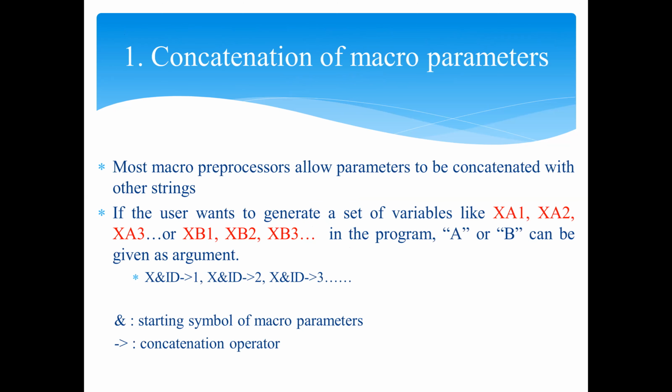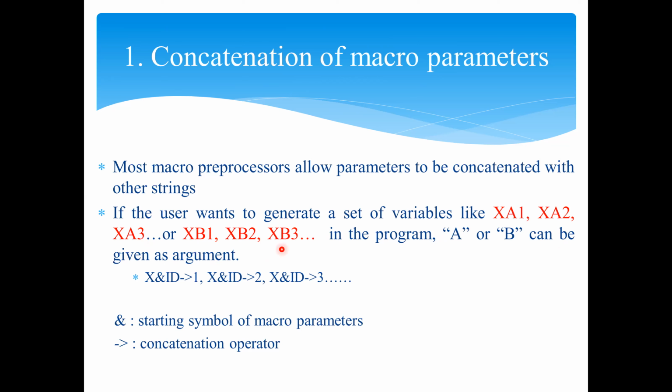Now this is a fairly simple concept. Most macro processors allow parameters to be concatenated with other strings. Suppose the user wants to generate a set of variables like xa1, xa2, xa3, etc., or variables like xb1, xb2, xb3 in the program. Then a or b can be given as an argument when you expand the macro.